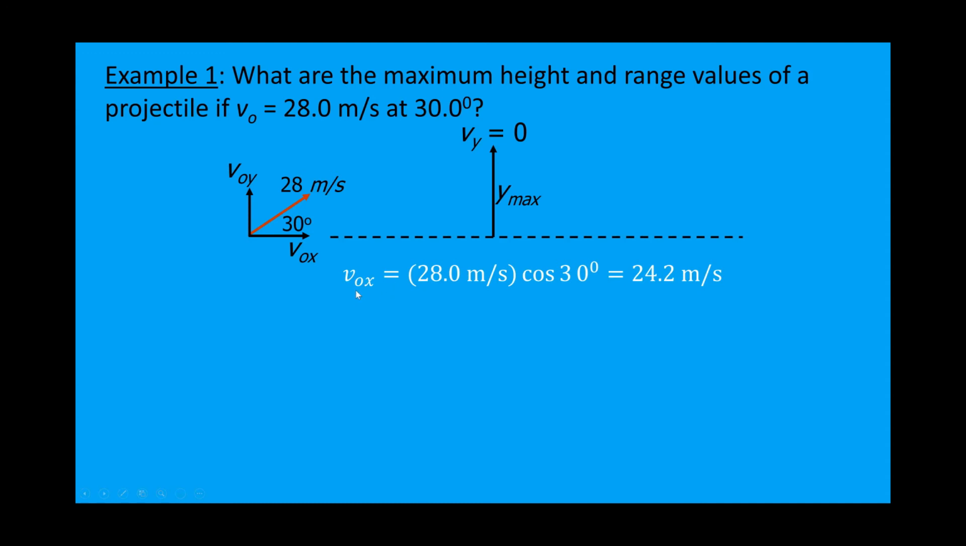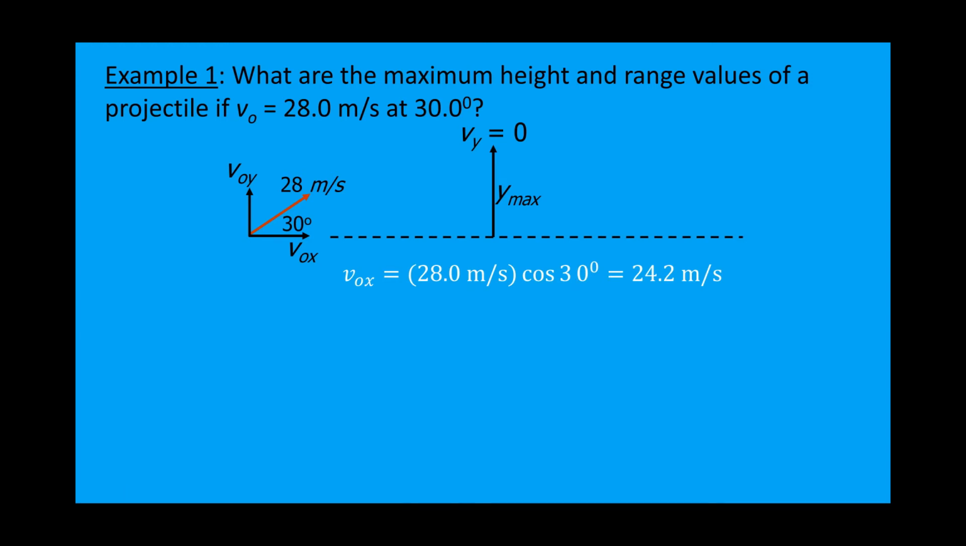To find the horizontal component, it's adjacent to this 30-degree angle, so I'm using cosine. Cosine of the angle is the adjacent over hypotenuse. So to solve for the adjacent side, I'd have to multiply both sides by the hypotenuse. That's why we're multiplying this 28 by the cosine of 30. And it should make sense.